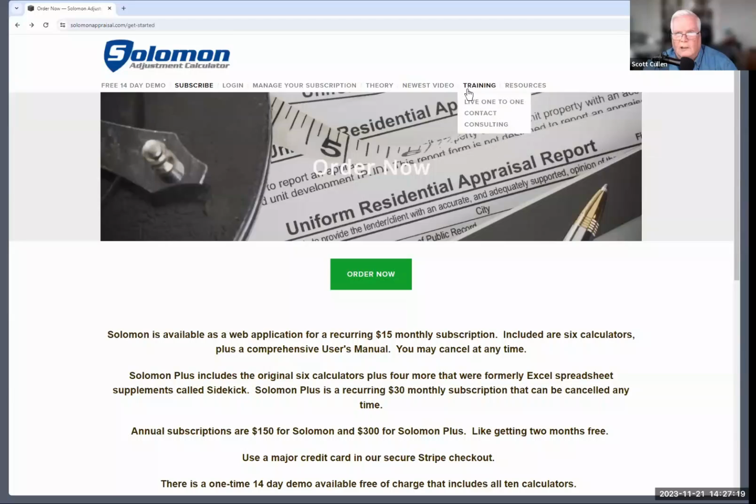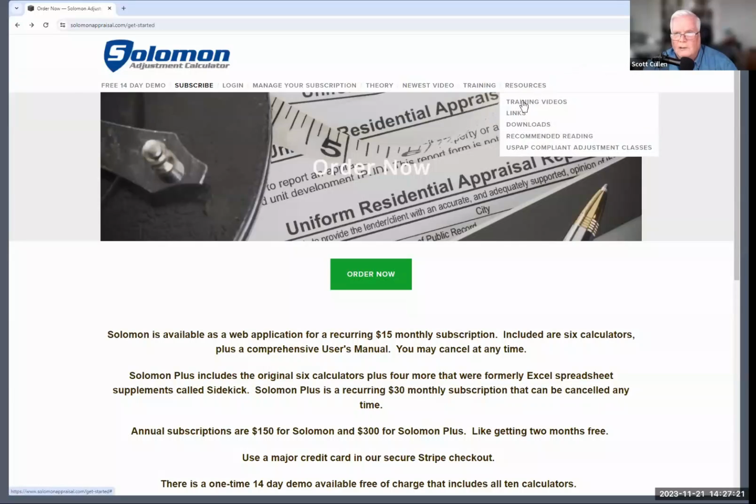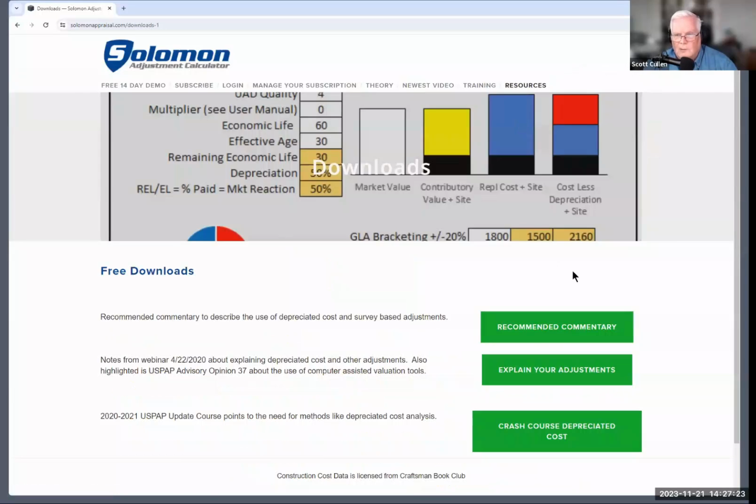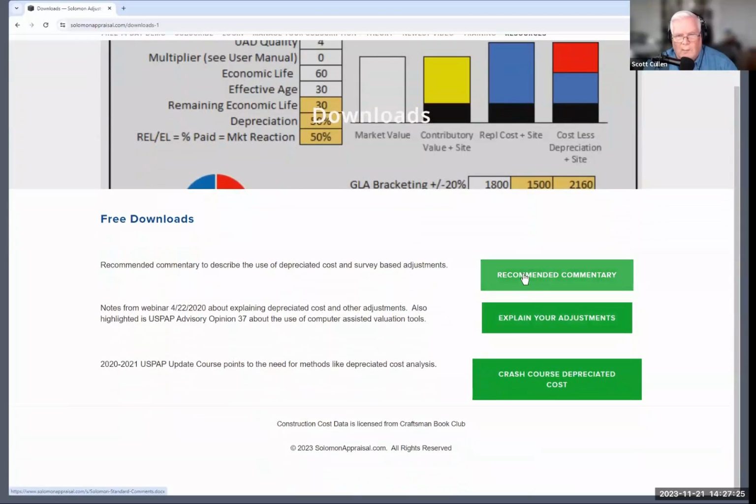So again, the resources, I just wanted to show this one more time. Recommended commentary will give you a Word document. And explain your adjustments is also a document that has an explanation of adjustments in it. So I think we're just about at the bottom of the hour, as they say in radio. So let's open it up for questions.